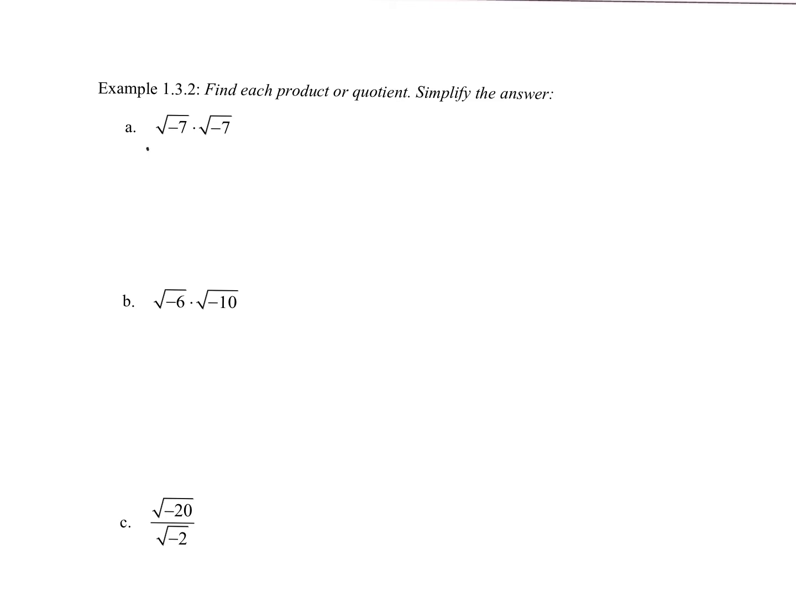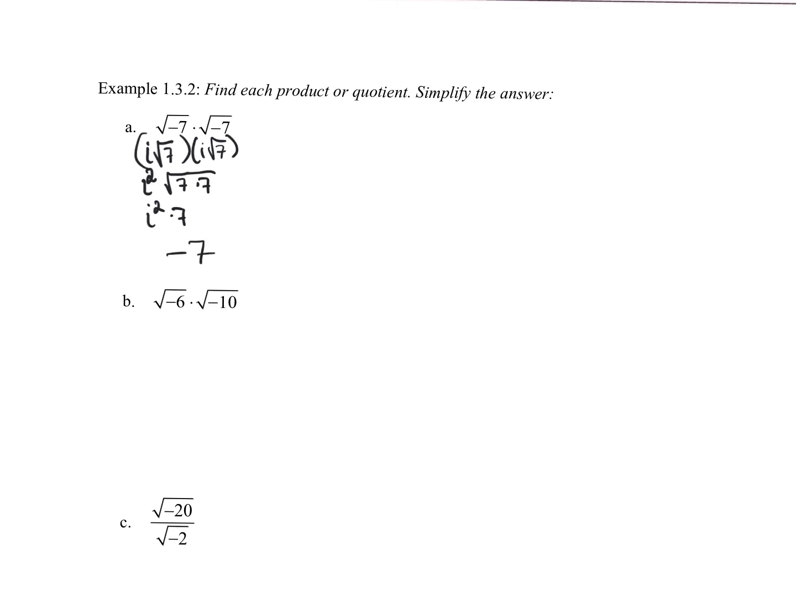So letter A, it's going to be i root 7 times i root 7. i times i is called i squared. And then the square root of 7 and 7 can go in the same house, which is going to be the square root of 49, which is just 7. So I have i squared times 7. i squared is -1, which was talked about on the very first page. So this is the same thing as -7.